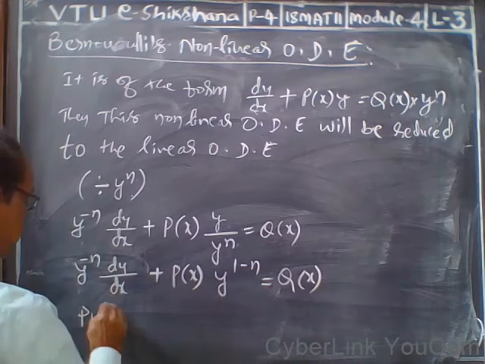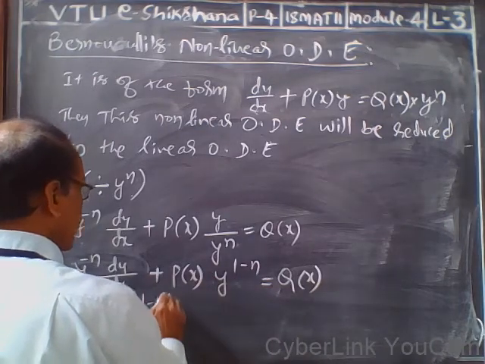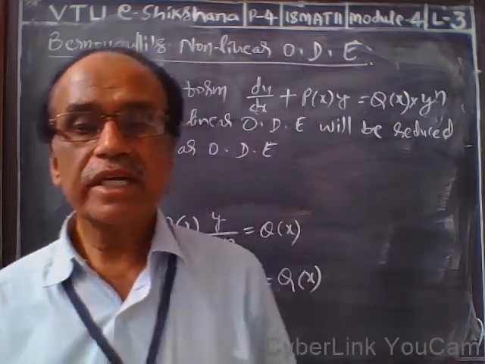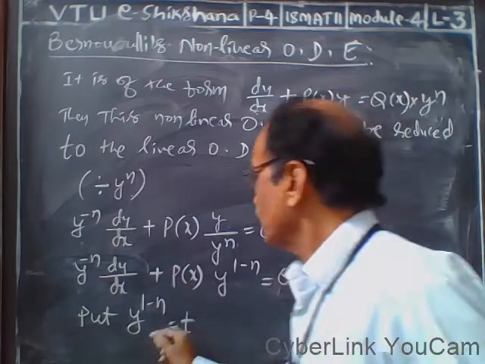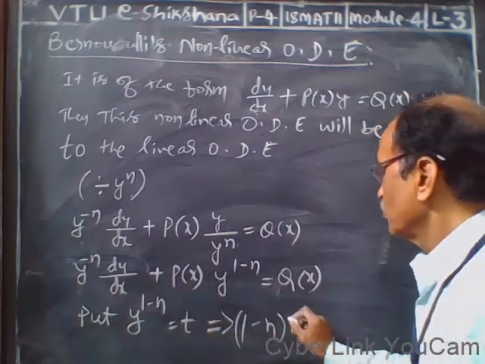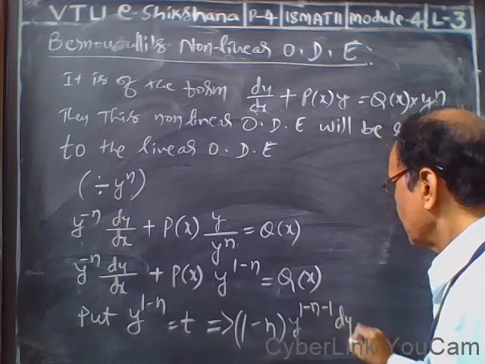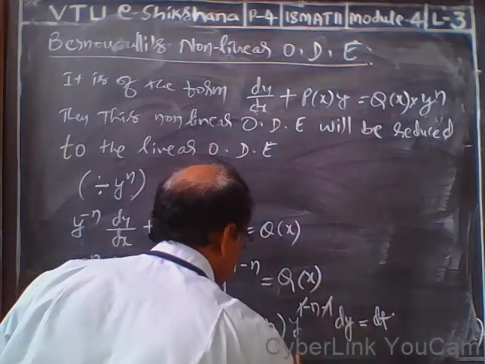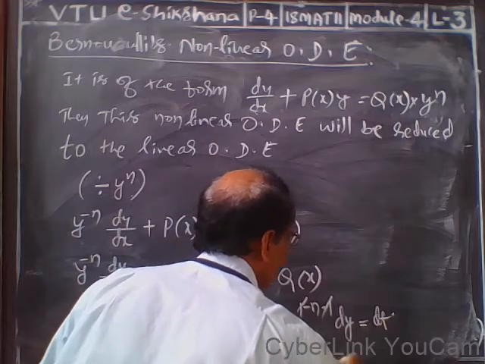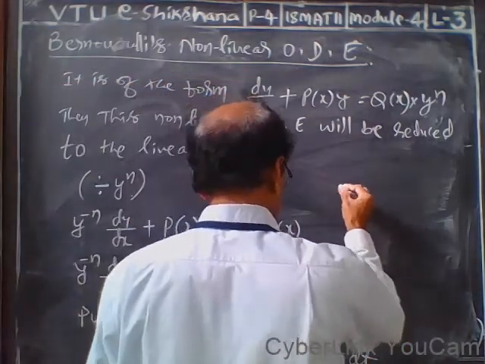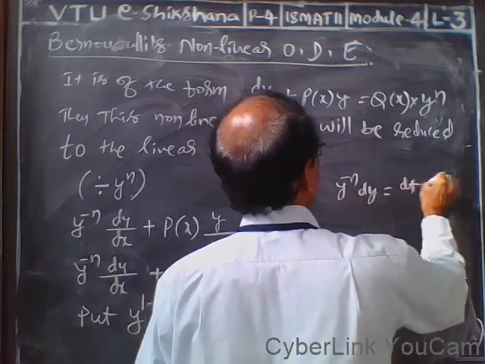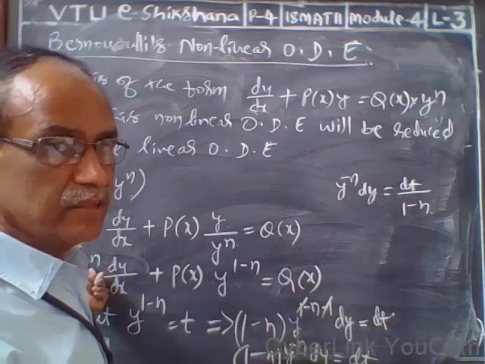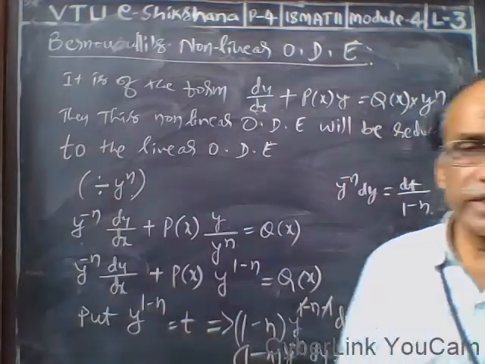Now you need to take a substitution. Y to the power 1 minus n is equal to t. Then you have to take the differentiation of this. On both sides, the left side is y and the right side is t. Therefore, 1 minus n into y to the power 1 minus n minus 1 dy is equal to dt. So minus 1 plus 1 will cancel, and 1 minus n times y to the power minus n dy is equal to dt. Otherwise, y to the power minus n dy is equal to dt divided by 1 minus n. So you can replace the quantity y to the power minus n dy together with dt divided by 1 minus n.